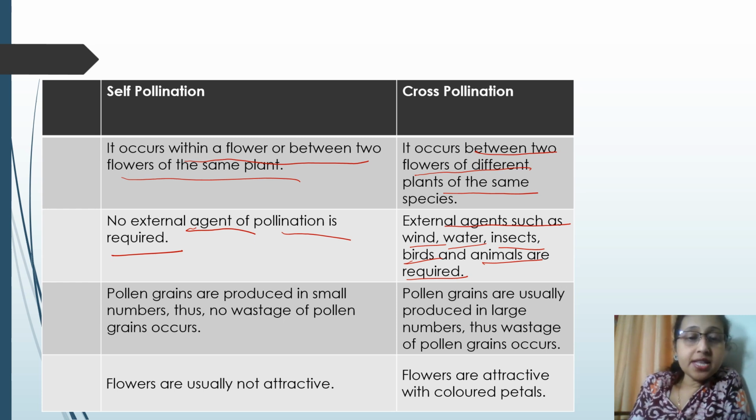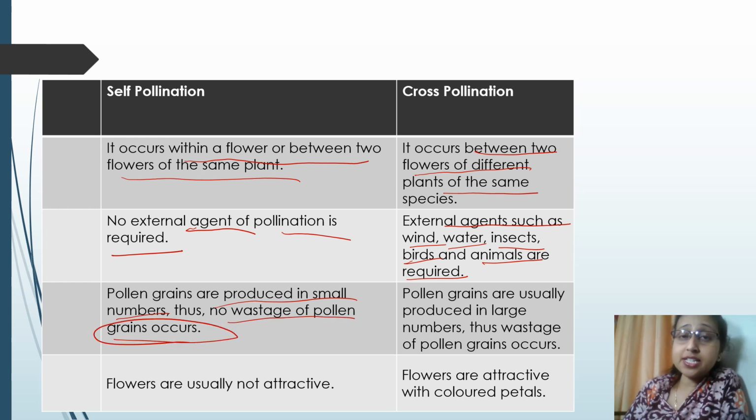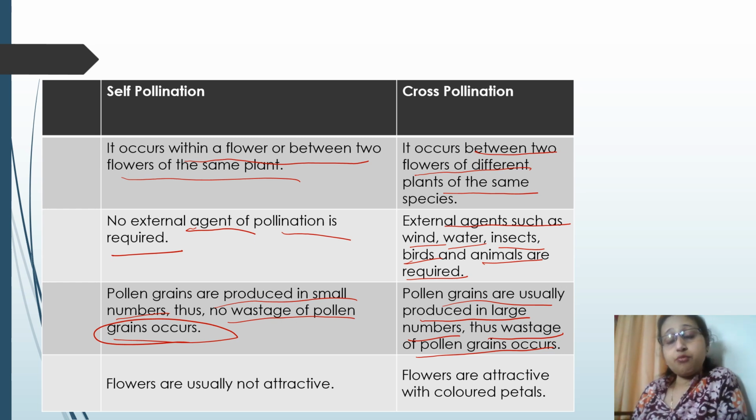Now, pollen grains are produced in small numbers, thus no wastage of pollen grains occurs in self-pollination. As it is not being carried out by wind, insects or birds, no wastage is happening, as it is happening in the same plant. But in cross-pollination, pollen grains are usually produced in large numbers, thus wastage of pollen grains is happening. So many pollen grains are wasted while being carried from one plant to another, so they are produced in large amounts.